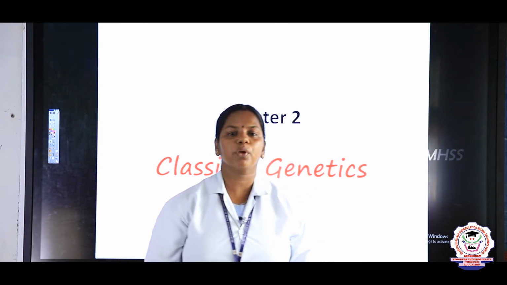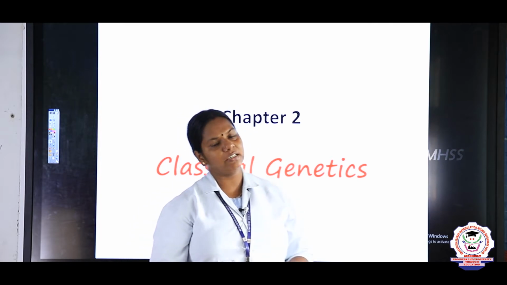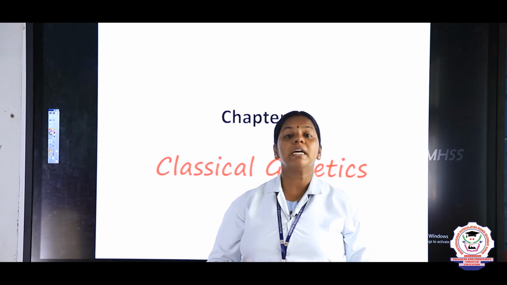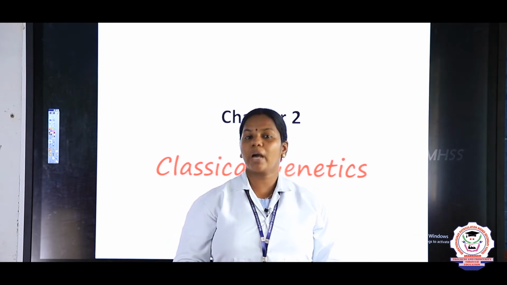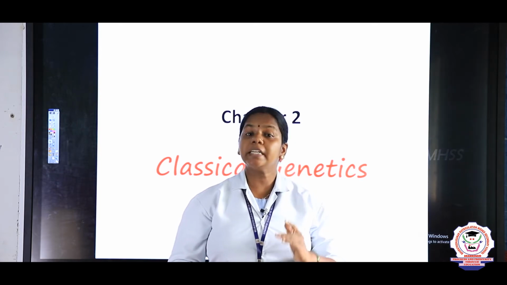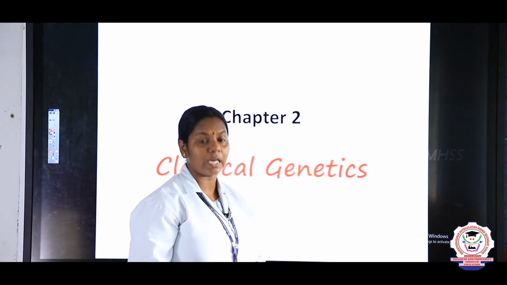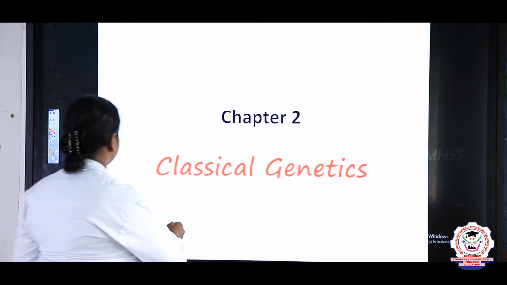Children, today we are going to see 12th standard botany, the second chapter, classical genetics, right? And so far in this lesson we have discussed the monohybrid cross, dihybrid cross and some of the intragenic interactions. And now we are going to study about the codominants.